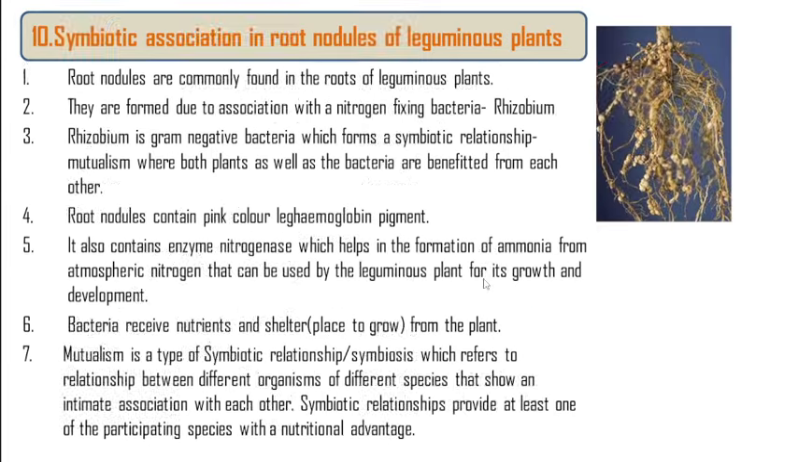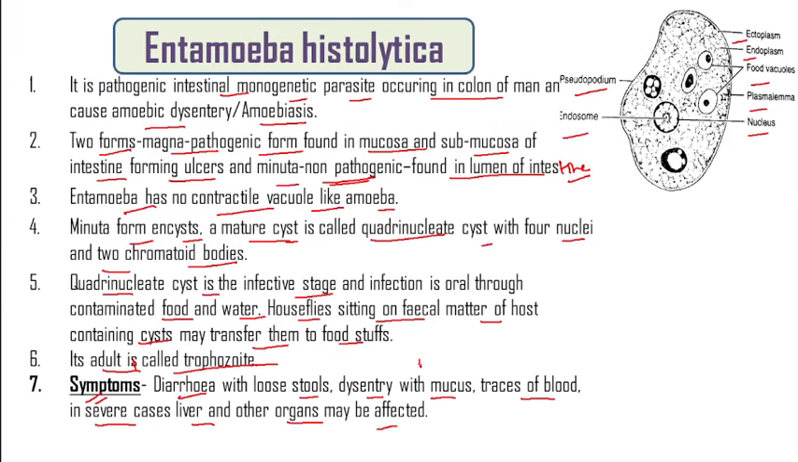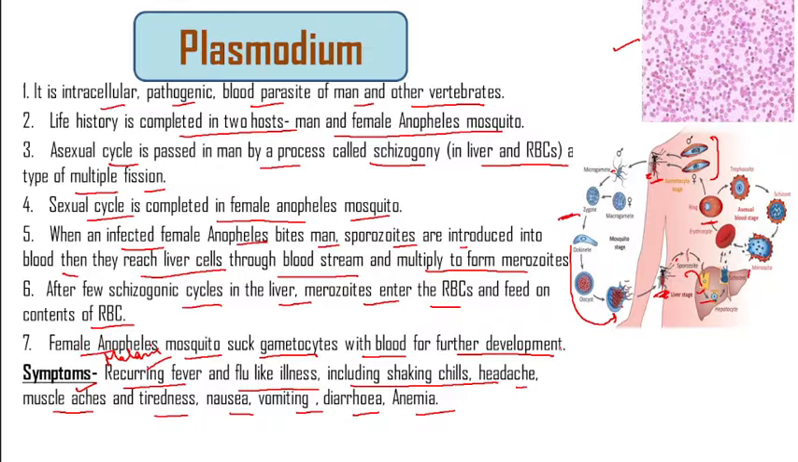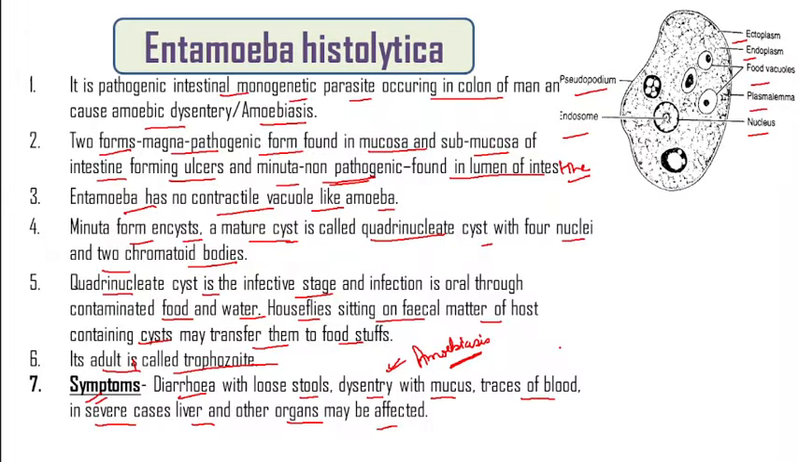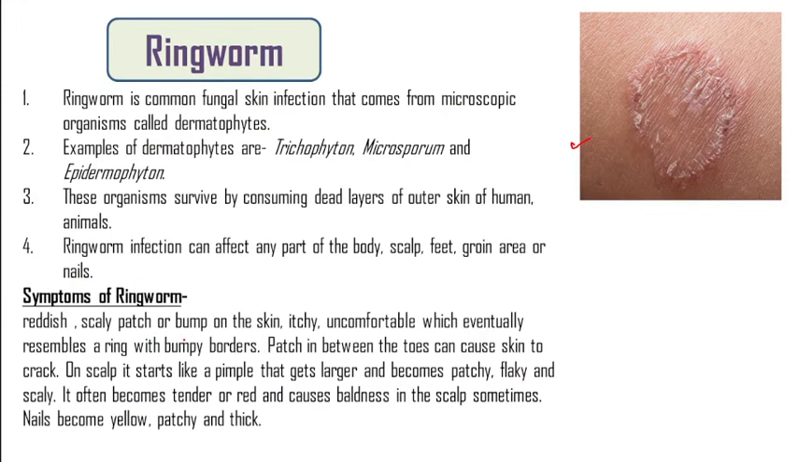Okay, one thing I forgot to mention about the name of the disease here. You have to write that it causes amoebiasis. You have to mention the name of the disease also. Here, Plasmodium, it causes malaria. Entamoeba histolytica, it causes amoebiasis. Ascaris, it causes ascariasis. The fourth one we are going to talk about now, ringworm.